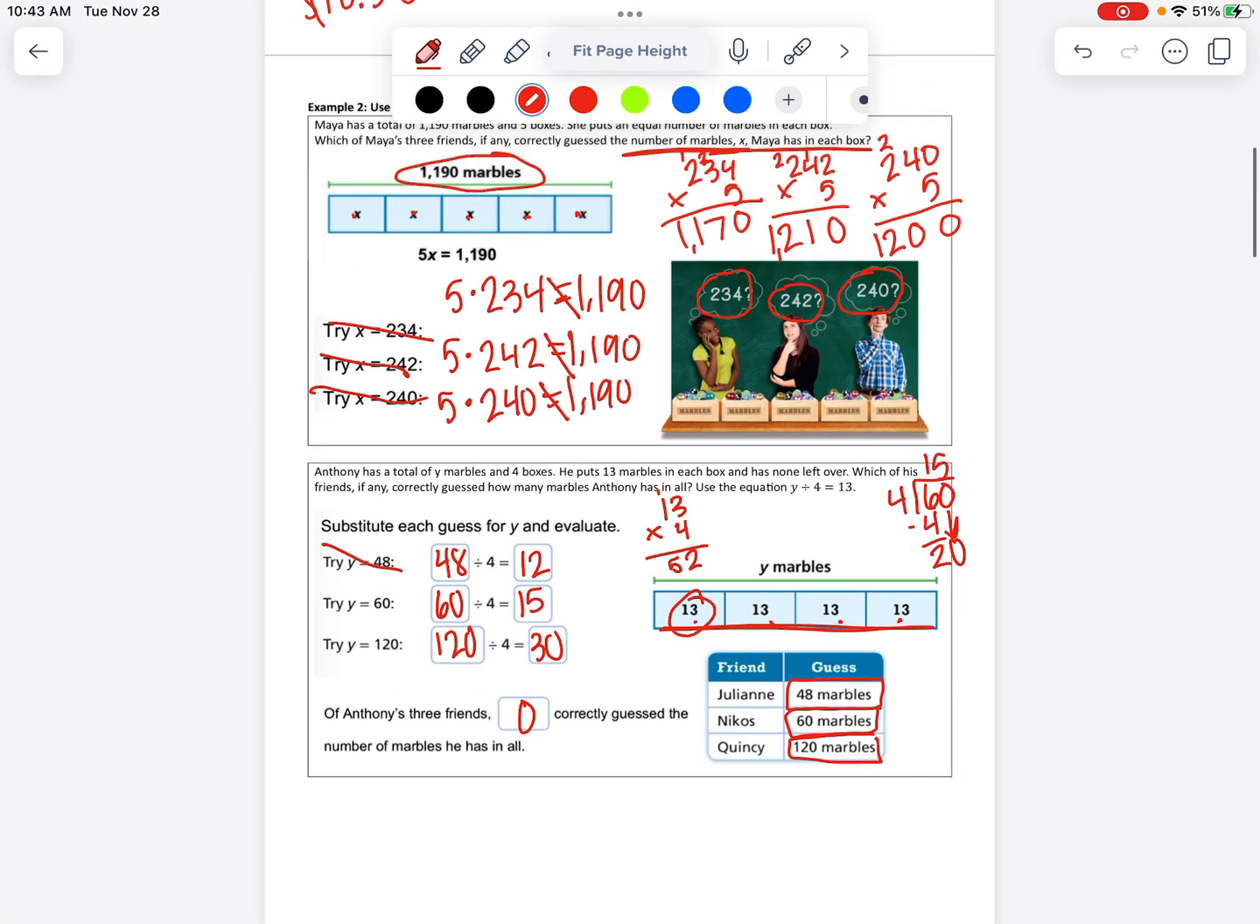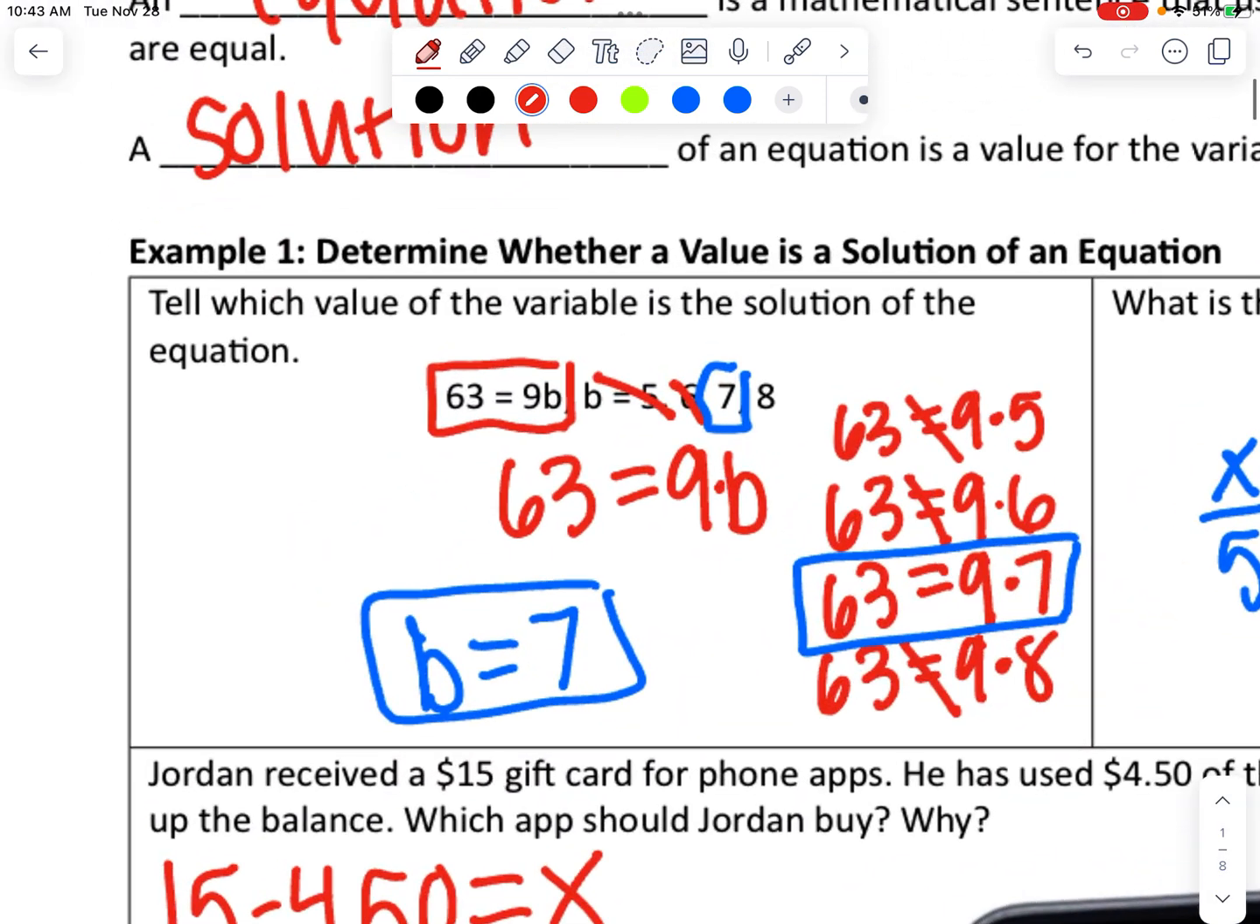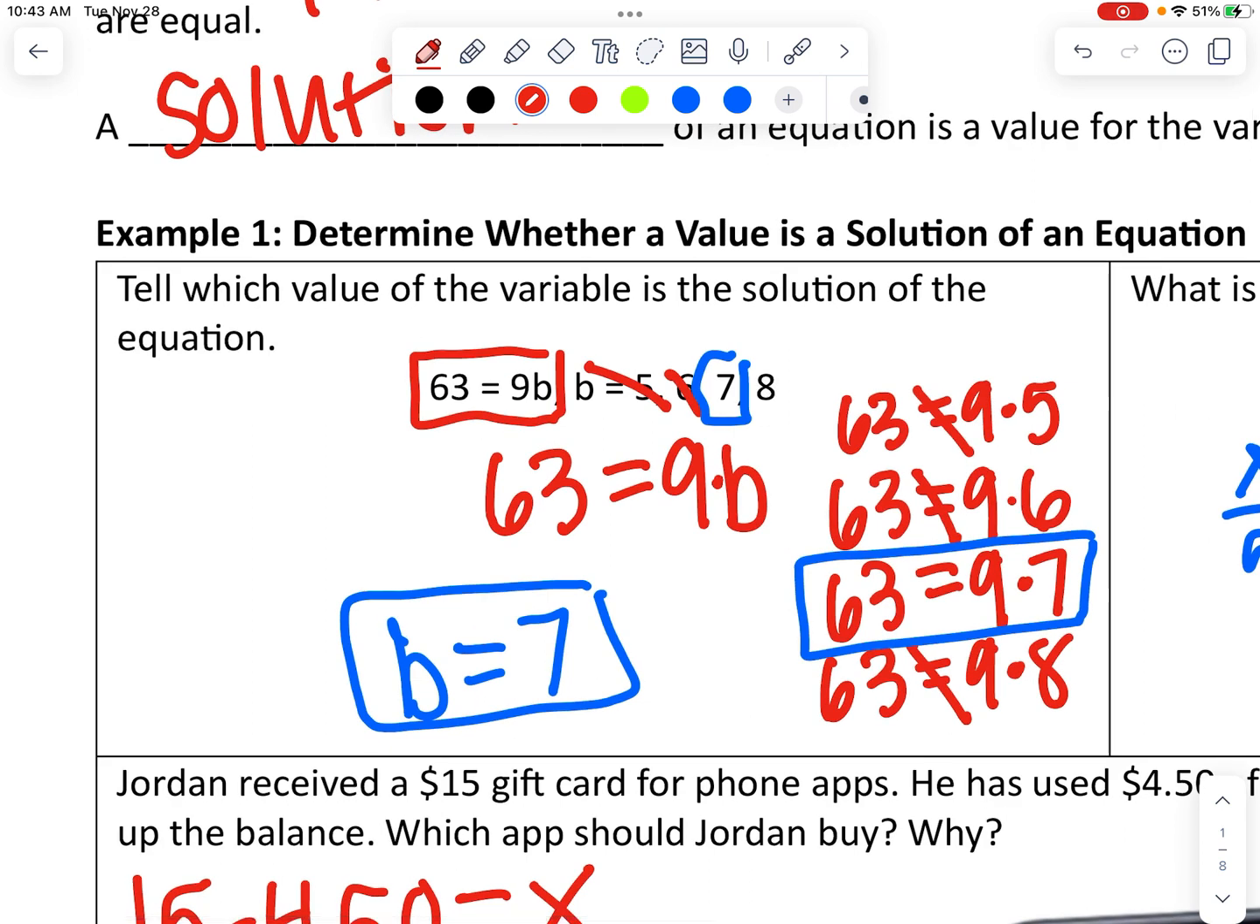Like I said at the beginning, this problem is mainly what your homework is. There are some word problems, so read them carefully. And then you can always email me if you have questions.